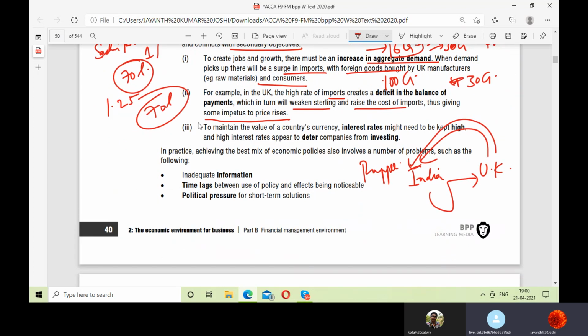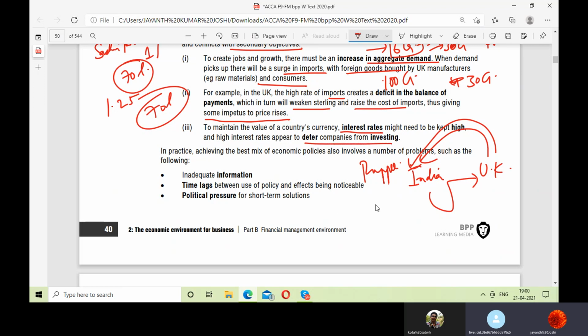Now, to maintain the value of the country's currency, what will they do? They will increase the interest rates. Why? To increase the value. See, to maintain the value of the country's currency, interest rates might need to be kept high, and high interest rates appear to deter companies from investing.